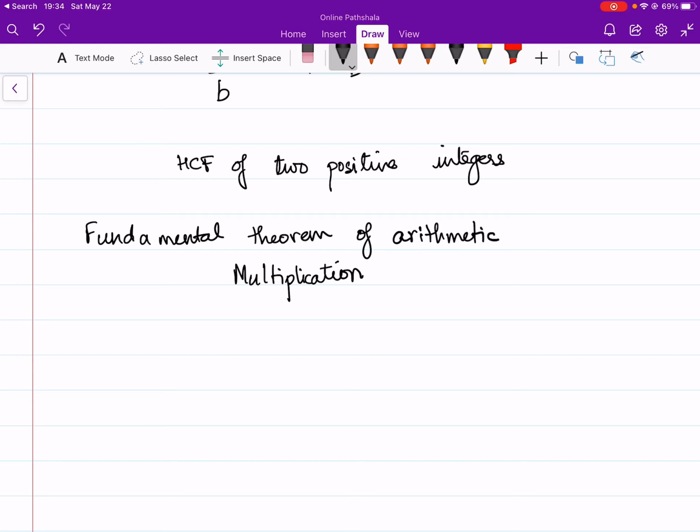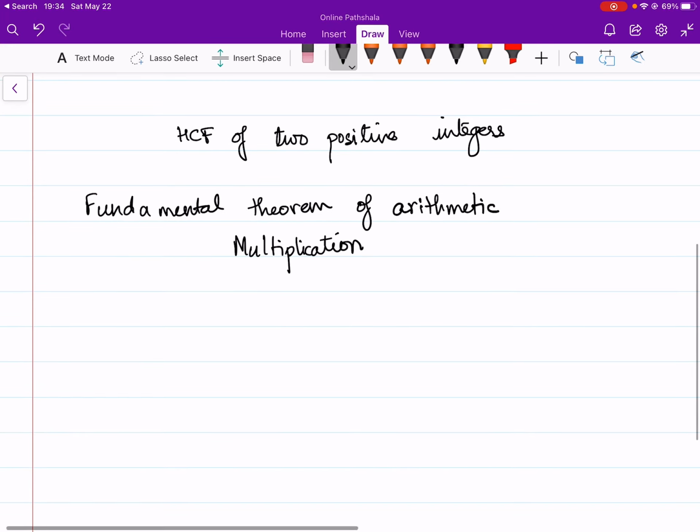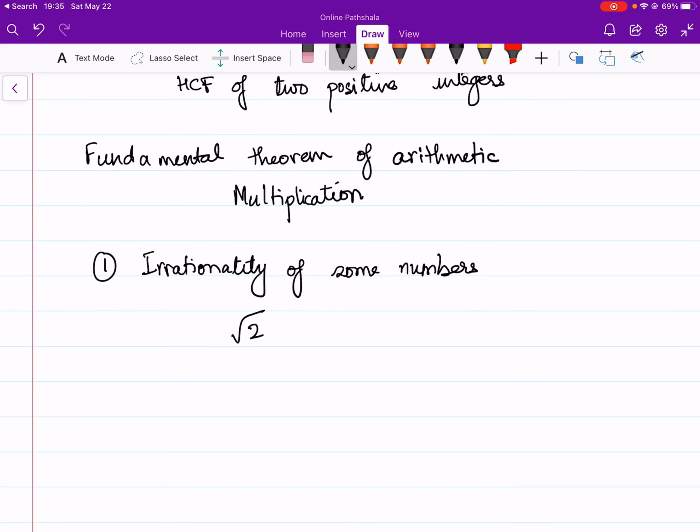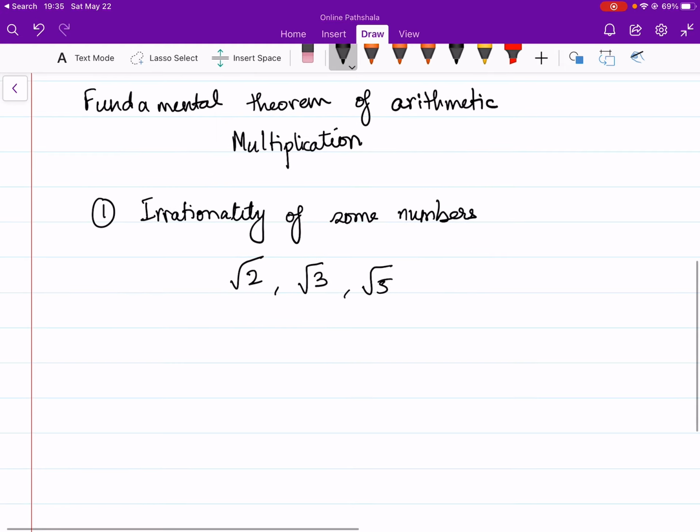Now, in this chapter, we are going to use the fundamental theorem of arithmetic for two main applications. First is to prove the irrationality of some of the numbers that you have already studied, right? Examples would be square root of 2, square root of 3, square root of 5, and so on. Now, these are all irrational numbers, right? So we just need to prove why they are irrational.